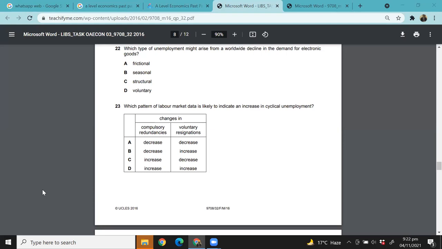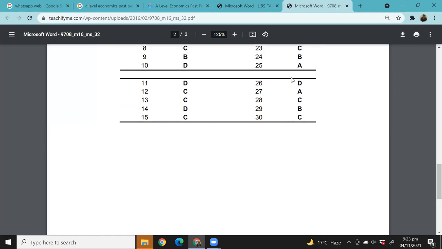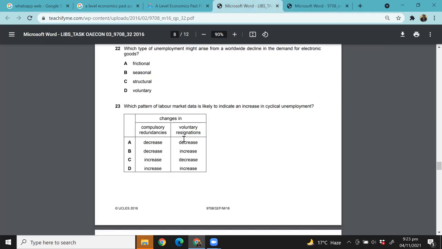Okay, so what pattern of labor market data is likely to indicate an increase in cyclical unemployment? Compulsory redundancies, you're laying off people. Voluntary resignations decrease, compulsory redundancies increase. Right, so do you both think it's C? I also think it's C. So let's check. Obviously when there's more unemployment, you don't want to leave the job on your own. That makes sense, right?